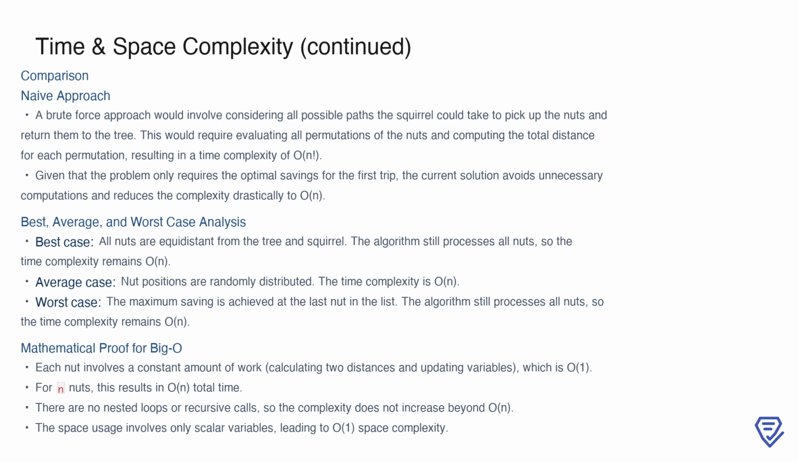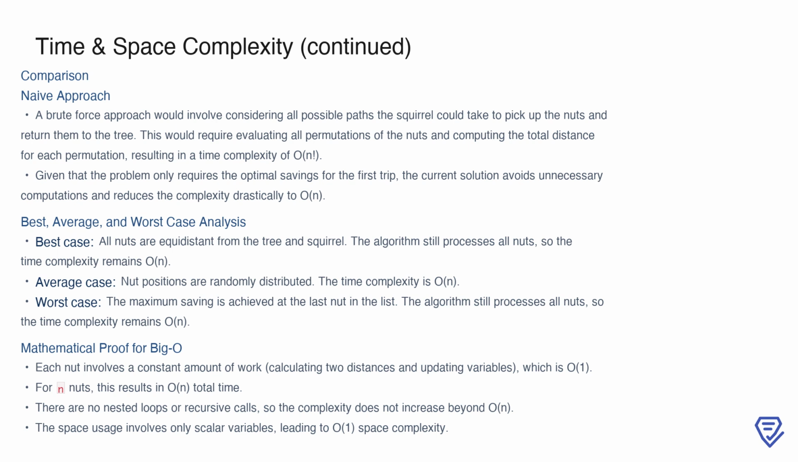Now, in terms of best, average, and worst-case scenarios, the algorithm consistently processes all the nuts, so the time complexity remains O(n), regardless of how the nuts are distributed. For example, whether all nuts are equidistant, randomly spread, or the maximum saving is achieved at the last nut, the algorithm's complexity does not change. Mathematically, this is because each nut involves a constant amount of work calculating two distances and updating variables, which is O(1).